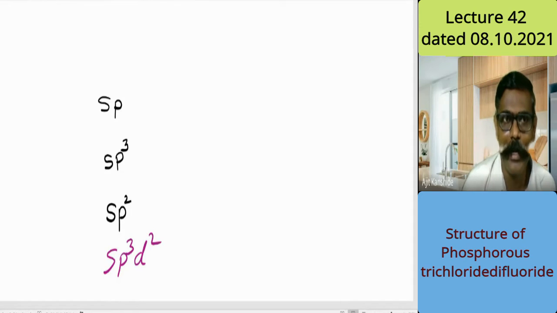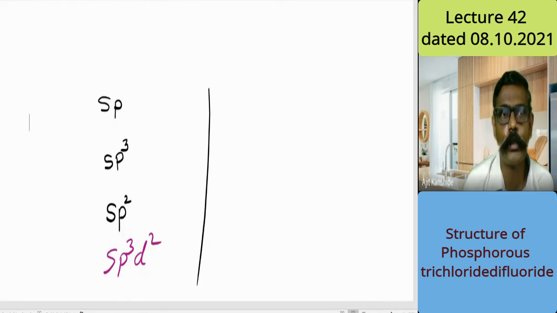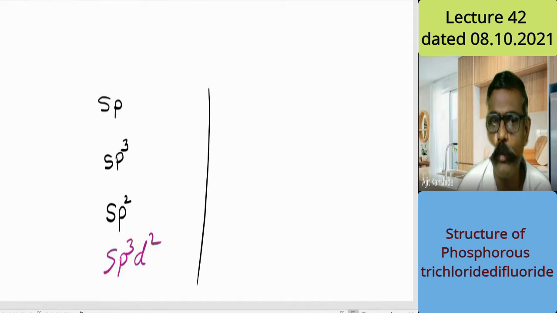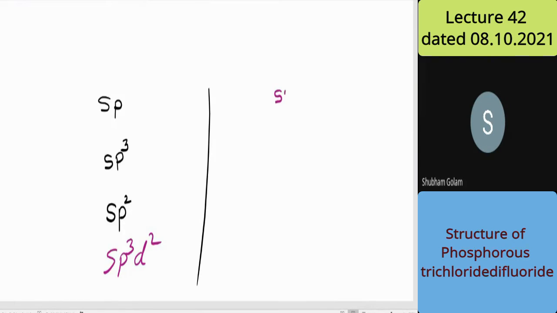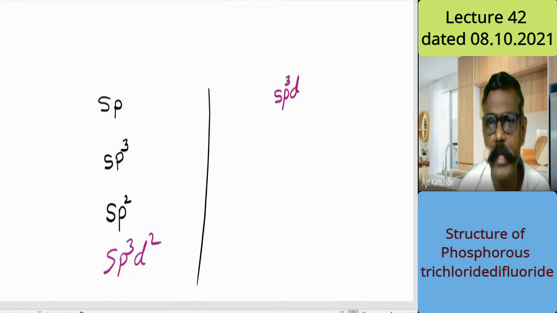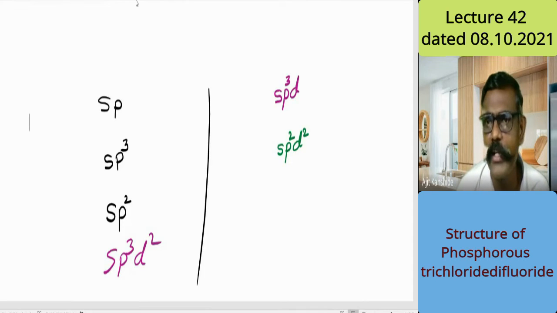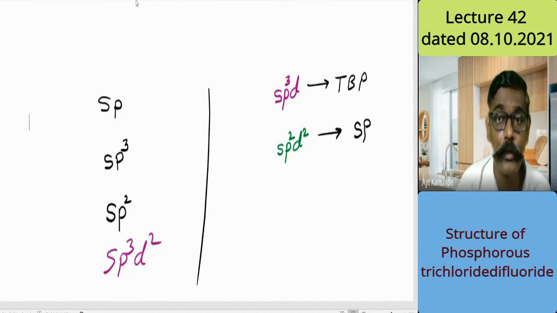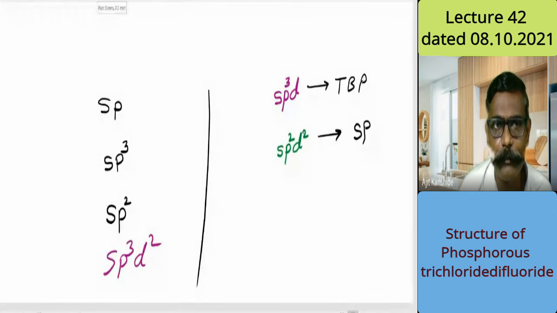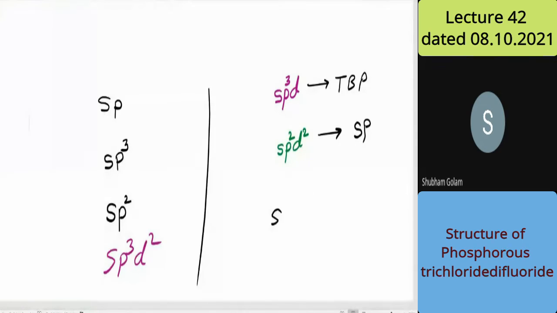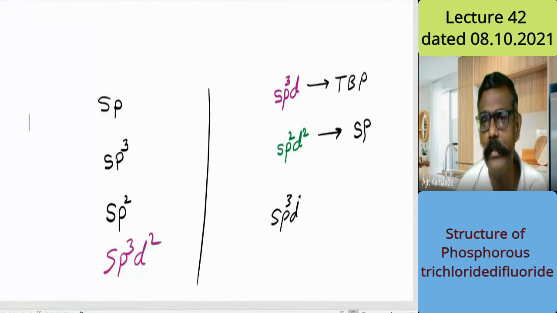Yes, equivalent. And other orbitals which we discussed, those are non-equivalent. Give me an example of non-equivalent hybridization. SP3D. Yes, SP3D. Second example. SP2D2. Right. What is the geometry for SP3D? SP3D means TBP, trigonal bipyramidal. SP2D2 means square pyramidal. Sometimes square planar also is square pyramidal. Third example. SP3D3. It is pentagonal bipyramidal structure.